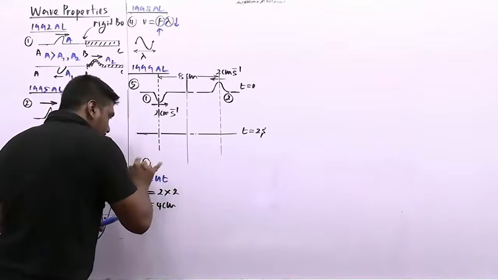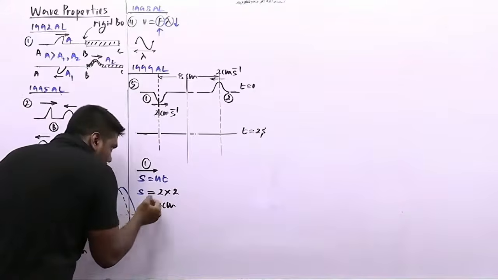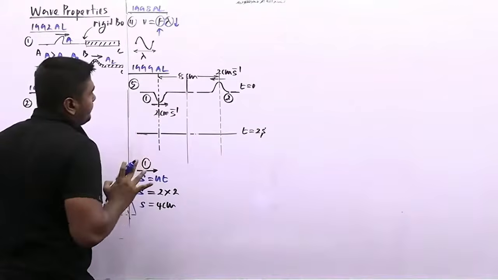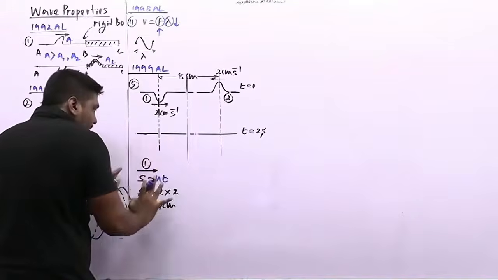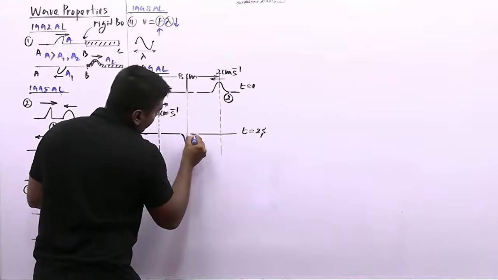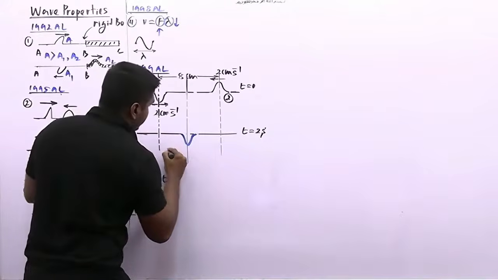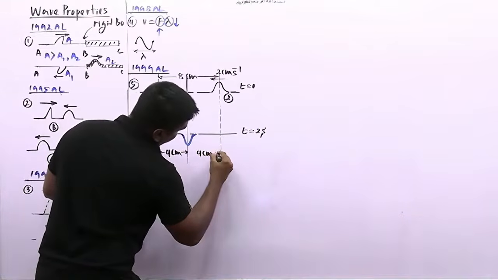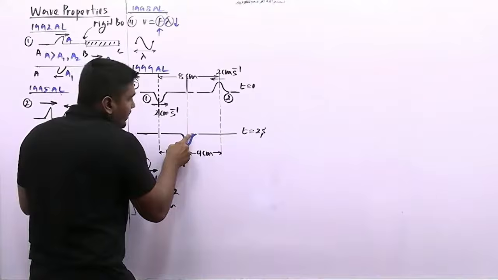Distance traveled by pulse number 1 within the 2-second time period is 4 centimeter. Then where will pulse number 1 be? When t equals 0, pulse number 1 is here. When the time is 2 seconds, pulse number 1 will be exactly at this location. This gap is 4 centimeter, and this gap is also 4 centimeter. Then tell me, where will pulse number 2 be when t equals 2 seconds?